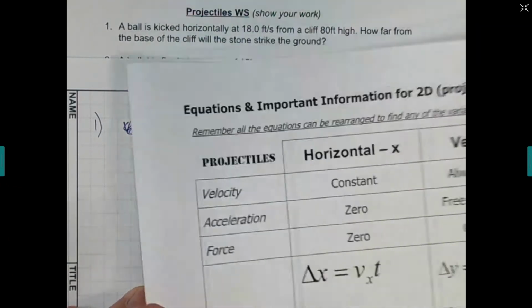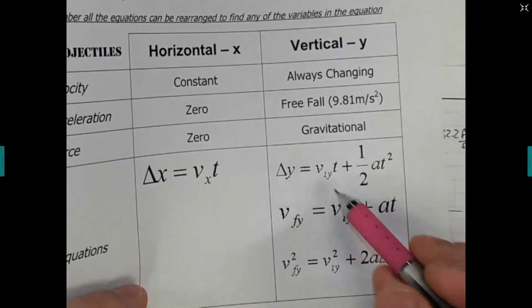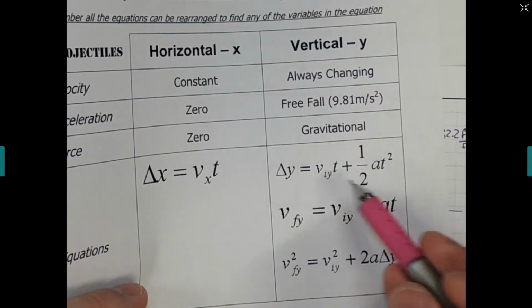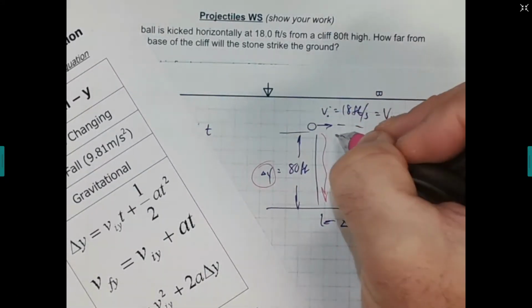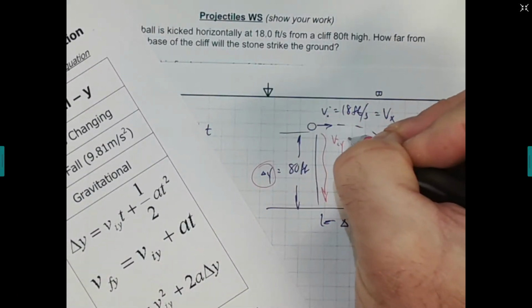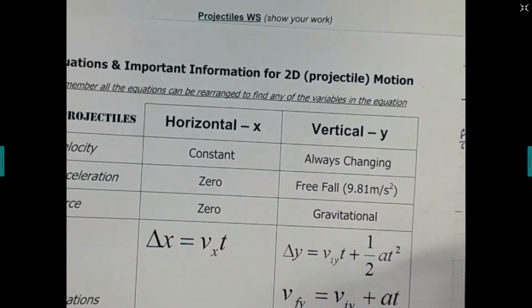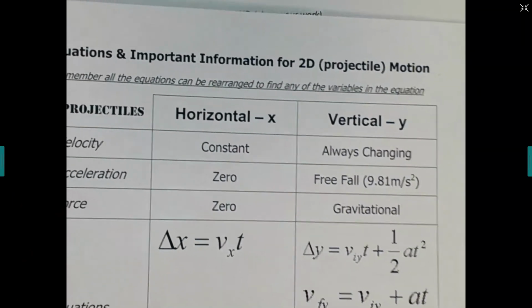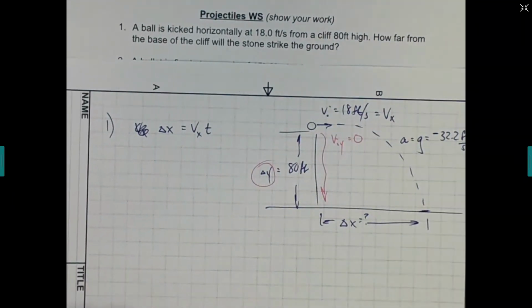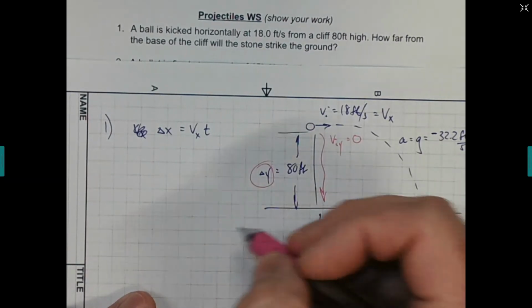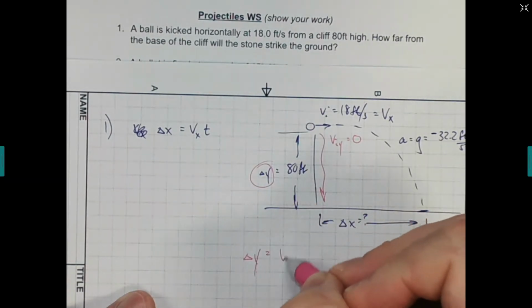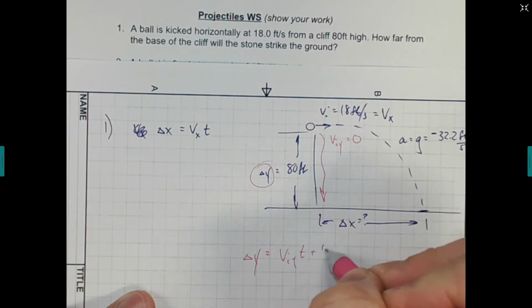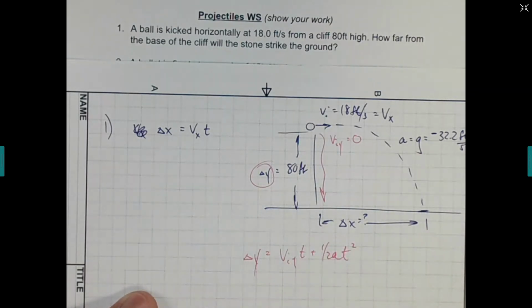So let's look at my equations. I only have these 3 things. I'm looking for time. I know the initial velocity in the y. It didn't really tell me, I didn't write it down, but if I'm going all horizontally, my initial velocity in the y is equal to 0 because I'm not moving up and down. So I have that. I'm looking for time. I have acceleration. I have my change in position, so I know exactly how far I'm going. So that's what I'm going to use. My delta y is v_iy t plus 1/2 a t squared.